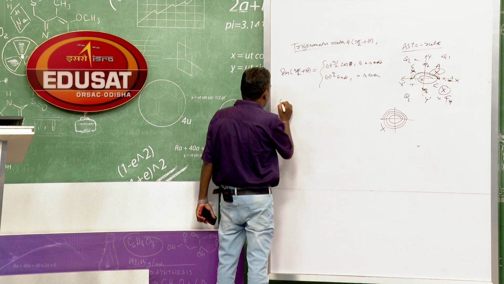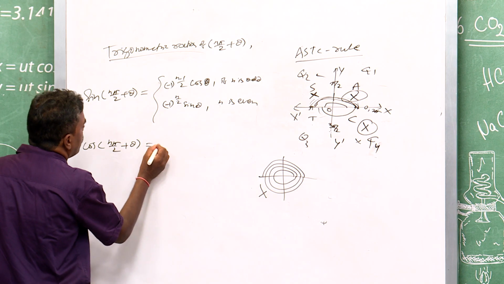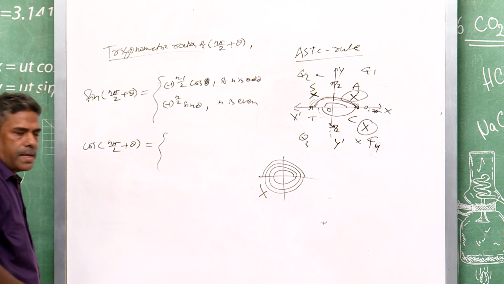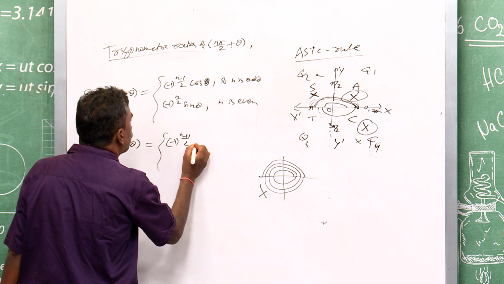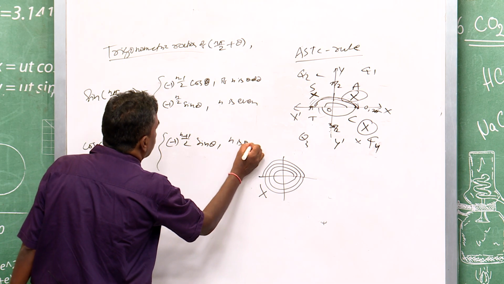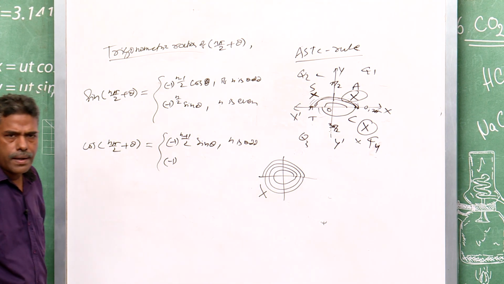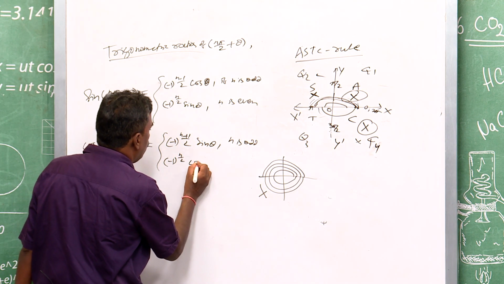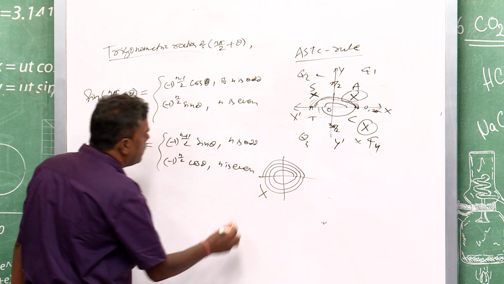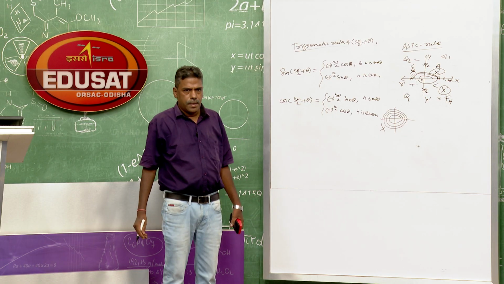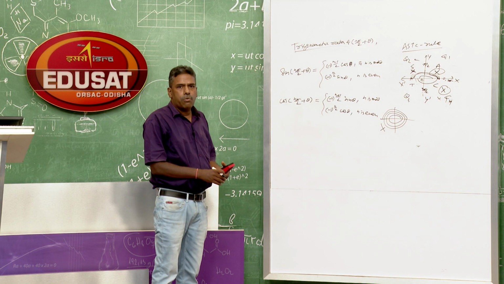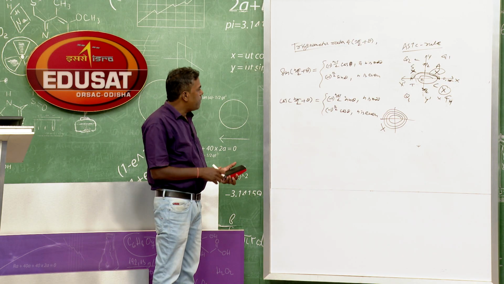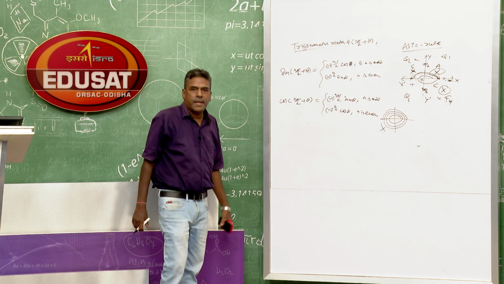Then cos(nπ/2 + θ) is equal to (−1)^((n+1)/2) sin θ if n is odd, and equal to (−1)^(n/2) cos θ if n is even. So, cos(nπ/2 + θ) is equal to (−1)^((n+1)/2) sin θ if n is odd, is equal to (−1)^(n/2) cos θ if n is even.